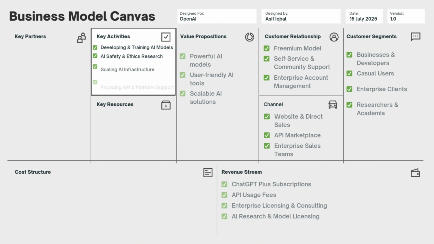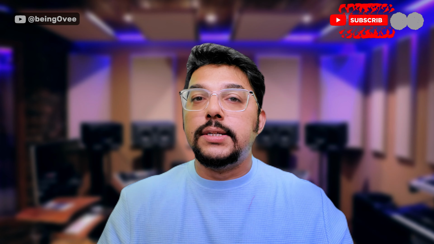So each of the key activities directly supports OpenAI's value proposition and also ensures it meets the needs of different customer segments. For example, continuous AI model improvement is essential for businesses and also developers, while AI safety research actually benefits the broader AI community and also the regulators. So by identifying and focusing on core activities, businesses can allocate resources efficiently and drive more long-term successes.